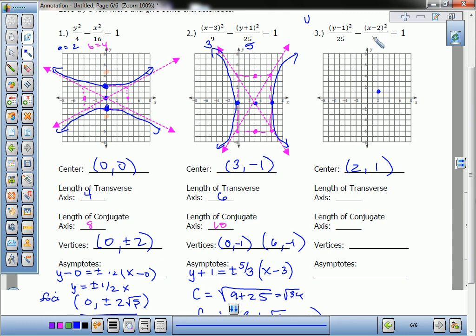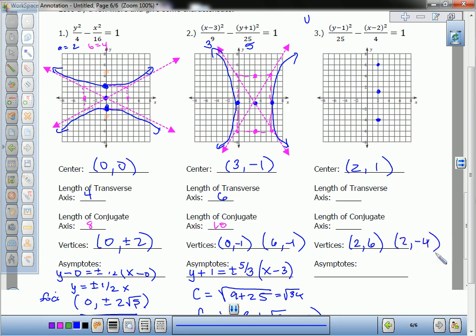All right, and from this point, left and right, we're going to move 2, but the one that counts is our up and down. So up and down, we're going to move 5. 5 up, 5 down, because those are our vertices. So our vertices are located at the points 2, 6 and 2, negative 4. Because up and down, we move 5. And y comes first, so those are our vertices. So up 5, down 5. Those are our vertices. Then left and right, to make the box, we're going to move 2.